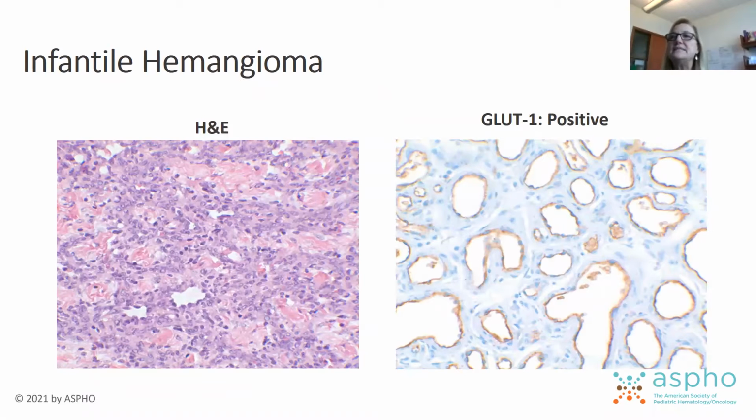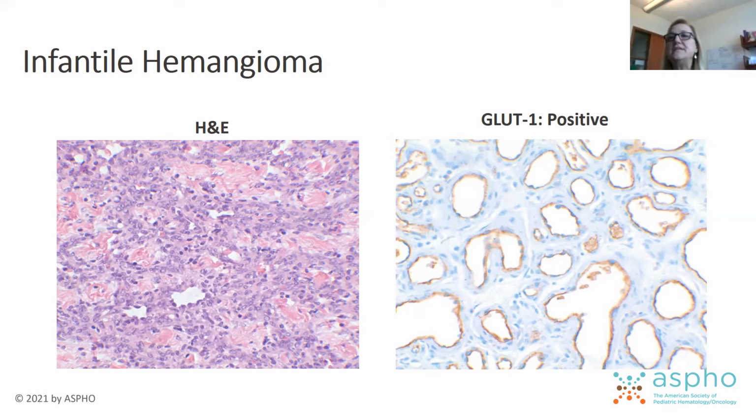Hemangiomas also test positive at all of their life cycles for a stain called GLUT1. And GLUT1 is a stain that is really only positive in the endothelial cells of infantile hemangiomas. It is not present in congenital hemangiomas. And sometimes other more aggressive tumors like angiosarcomas can be GLUT1 positive, but only 20% of the time.